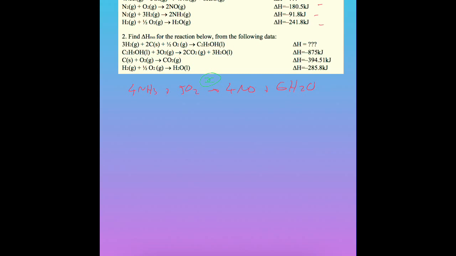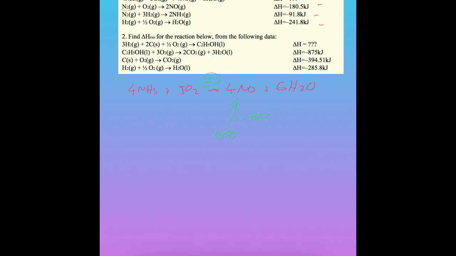What's the enthalpy of that reaction? Well, you could make a cycle, couldn't you? Because what is giving me N2 plus O2 goes to 2NO. Well, there's 4NO. So 2NO, I need to times that by 2, don't I? So that's 2 times minus 180.5.